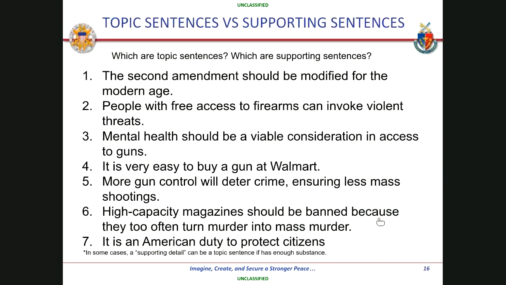Okay, so this is an exercise. Which are the topic sentences, and which are the supporting sentences? So let's go through each of them one by one. Can we have maybe Fanis from Greece read number 1? Okay, the second amendment should be modified for the modern age. Okay, type in the chat. What do you think? Is this a topic sentence or a supporting sentence?